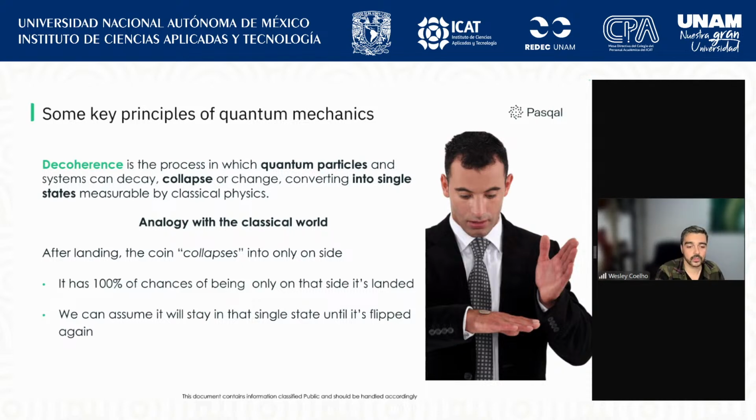Sorry. So once the flipping coin lands on your hand, that's 100% chance of showing that side of the coin only. So it collapses to one single state, and that coin will not change that state until we flip it again. So decoherence is something interfering with the system, and then the quantum system will collapse into a classical one. That's the landing coin on your hand, showing just one face.